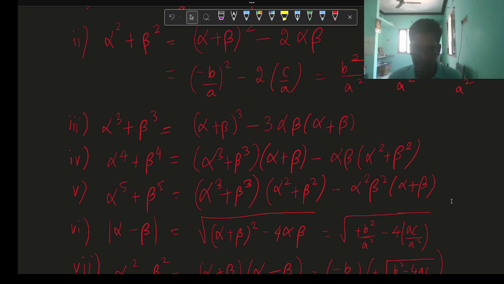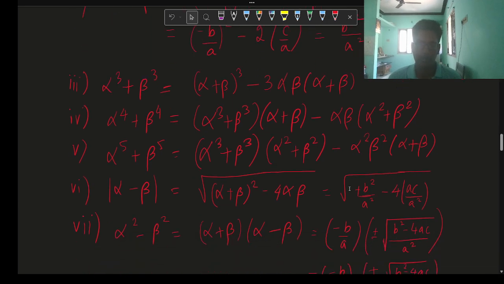You can substitute alpha plus beta as minus b by a, and alpha beta as c by a, and you can just expand the same. So you would get root over b square minus 4ac divided by a square. So root of a square would give me a, which is nothing but root of delta divided by a. That is what alpha minus beta is.